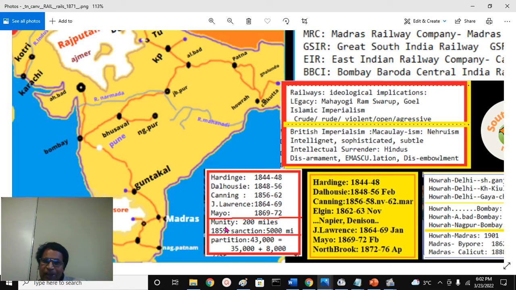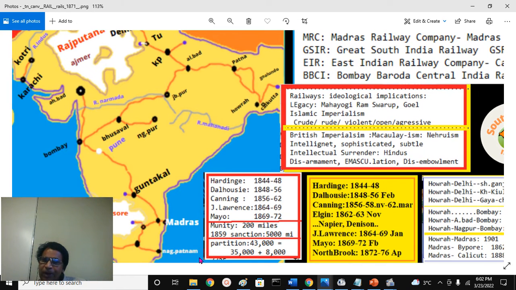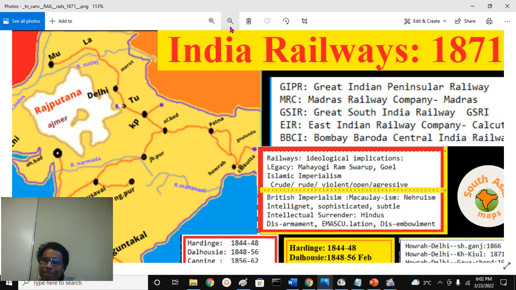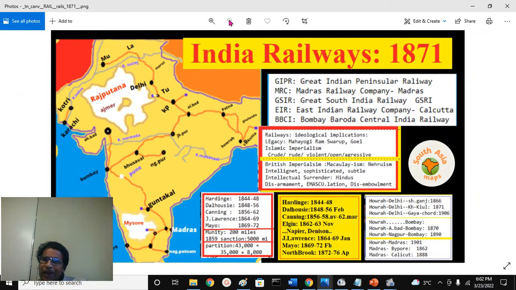At mutiny time we have 200 miles. In 59, after the mutiny, nearly 5,000 miles were built. By 1871, much more rail was built. At partition, this is the length of the railway lines in India. Let's go over 1871. This is the first phase. Defense was a very important consideration for the British to build the railway.